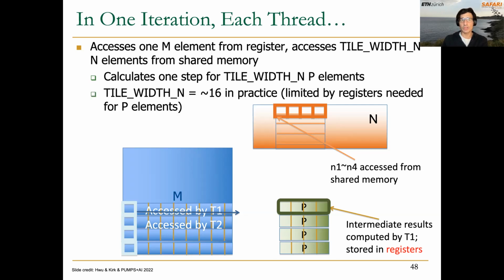The size of this tile width N is typically something around 16 in practice, and it might be larger as well, but in the end there is a limitation due to the number of available registers in each GPU core. So 16 seems something reasonable, but of course, if you are implementing this joint register shared memory tiling, it's good to experiment with different values for tile width N and tile width M in order to tune the performance of the kernel.